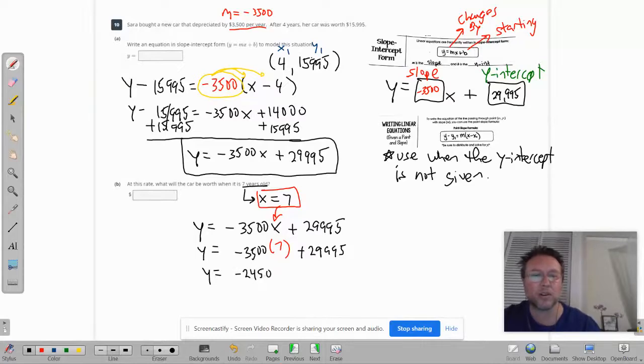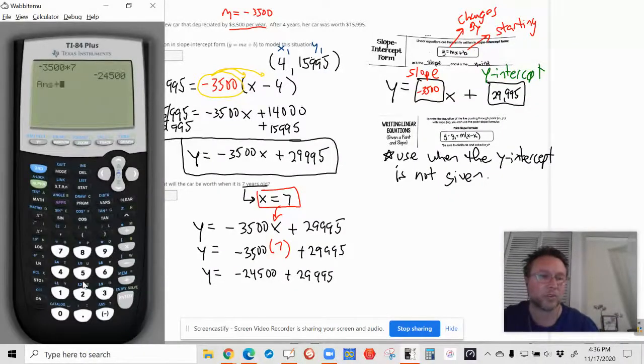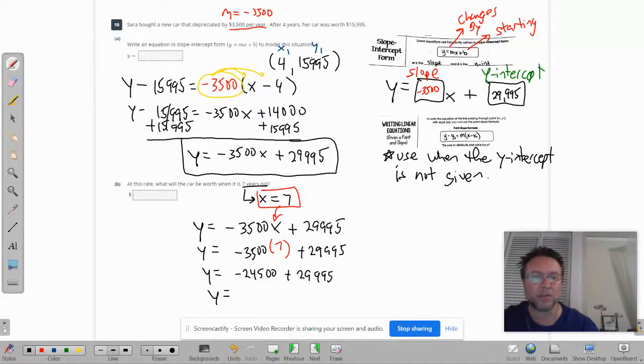And then our car is not going to be worth all that much. So let's add 29,995 to it, plus 29,995, and we get 5,495. Right.